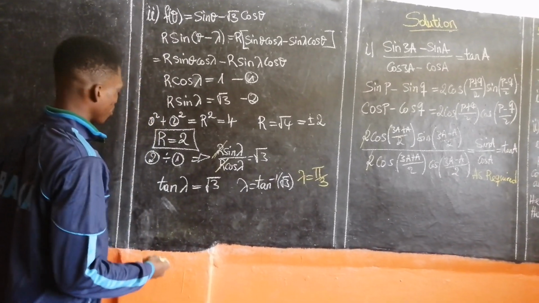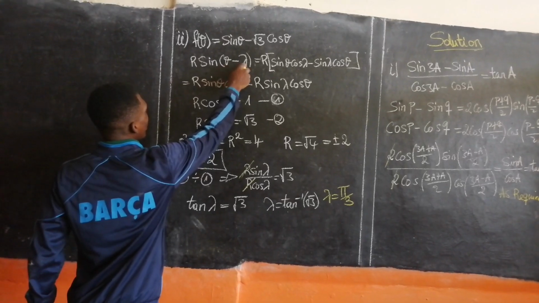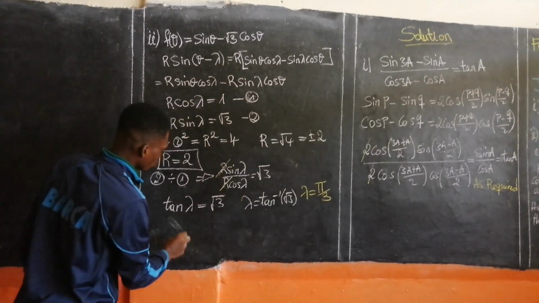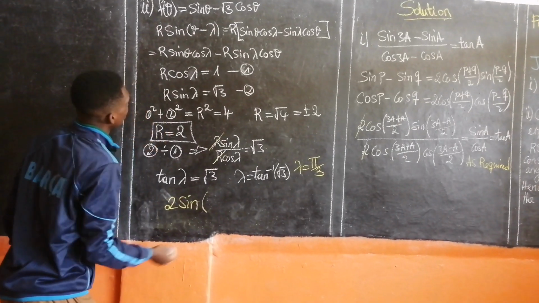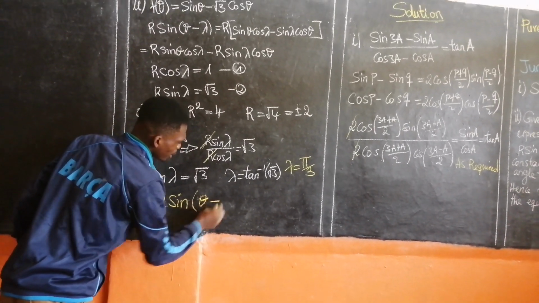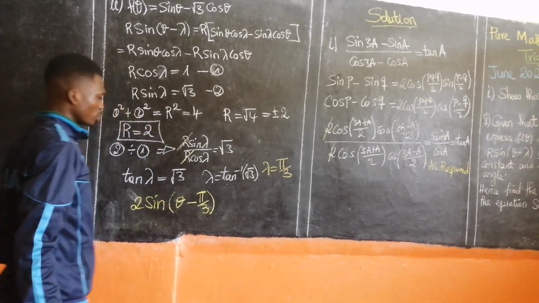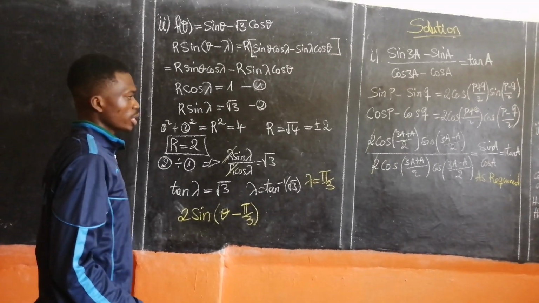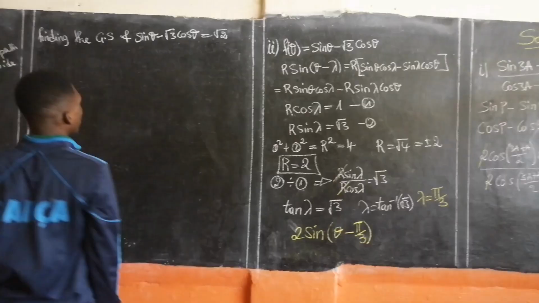Now we are expressing in the form r sine of theta minus lambda. What is r? r is 2. So 2 sine of theta minus pi on 3. So this is how we express it. Then the question continues: hence, find a general solution of the equation.